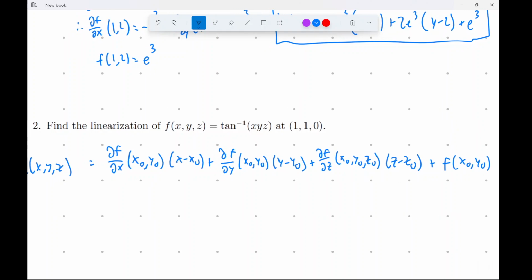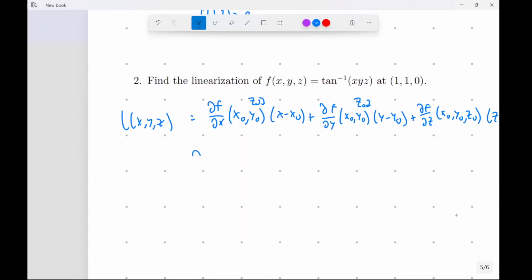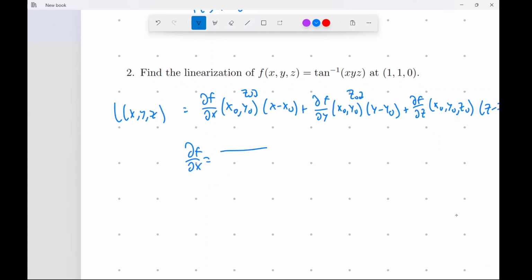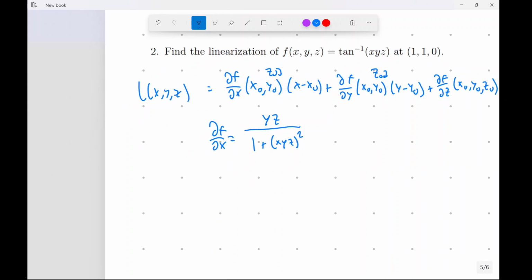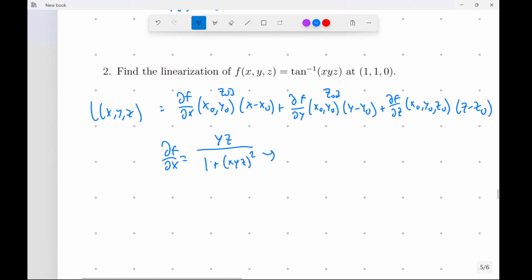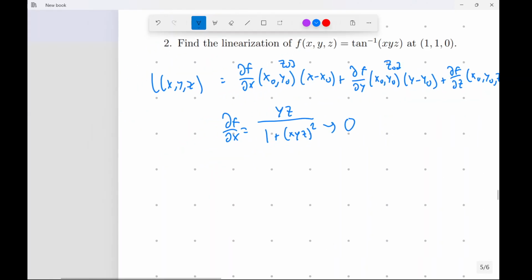Actually, these are also evaluated at z0, so I'll just add arrows down there. The partial derivatives you always evaluate at your starting point. Okay, partial f partial x. The derivative of arctan is 1 over 1 plus the inside squared. That's x squared, y squared, z squared. And then I do chain rule, so I multiply by the derivative of the inside. The derivative of xyz with respect to x is just yz. And so then if I plug in (1, 1, 0), the numerator becomes 0, so that's just 0.